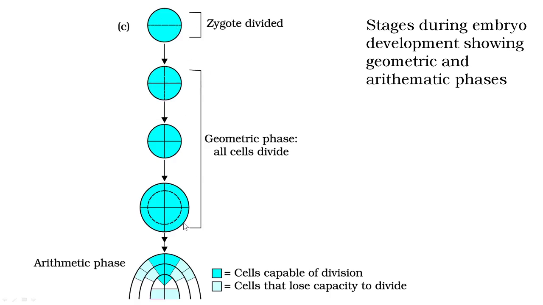Because of limitations in resources, because of cell differentiation, because of cell death, the growth will become arithmetic in nature. Early embryonic development shows geometric growth, and after the embryo hatches or germinates, the arithmetic phase starts. So this is an example.